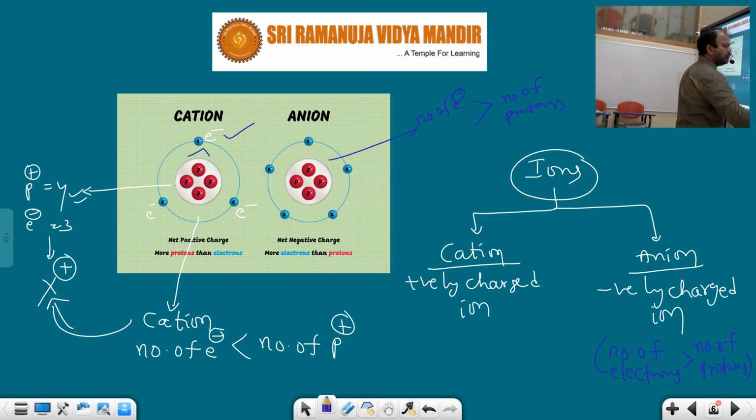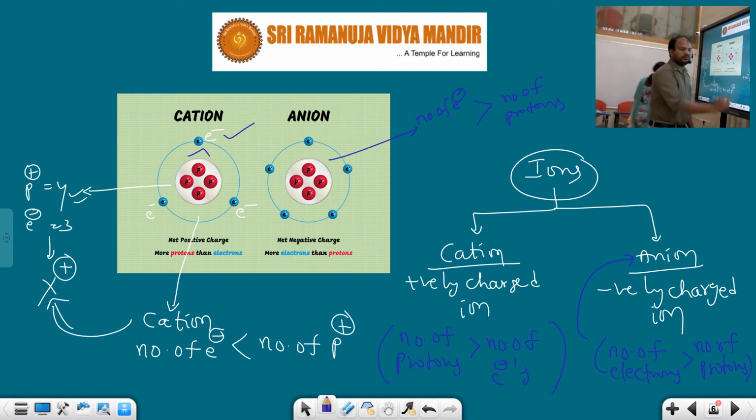Then only which one will form? Anion or cation? When will a cation be formed? When protons, the positive charge, are more. When the number of protons is more than the number of electrons, then only a cation forms, or simply said, a positively charged ion. In this example, this is the cation.